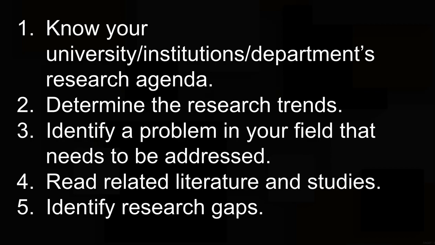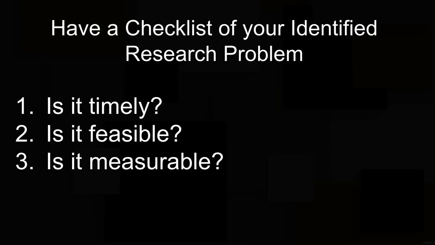So again, these are the things that you have to check into as you conceptualize your research proposal. Number one, again, you have to know your university, institutions, or department's research agenda. Number two, determine the research trends. Number three, identify a problem in your field that needs to be addressed. Number four, read related literature and studies. And number five, identify research gaps.